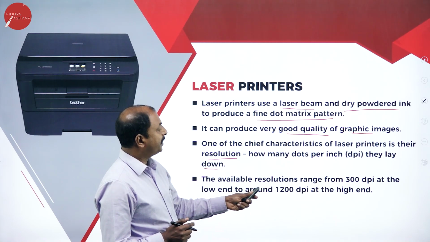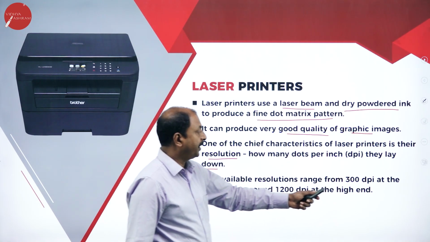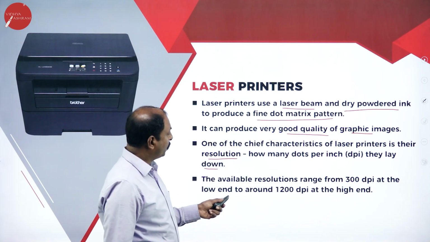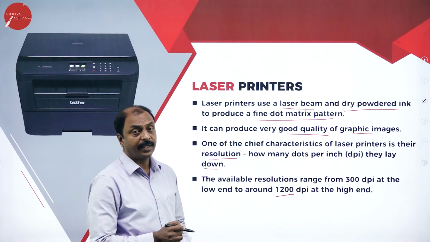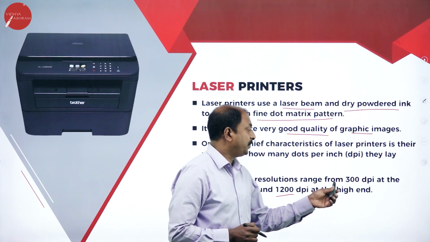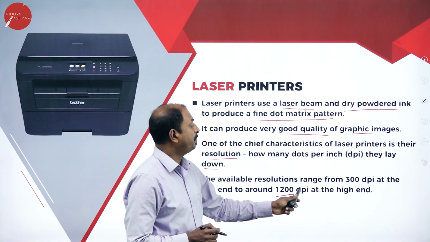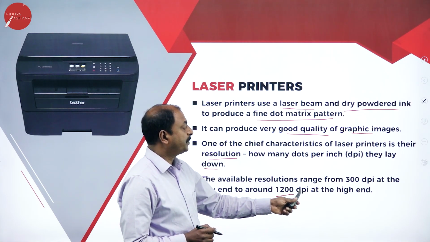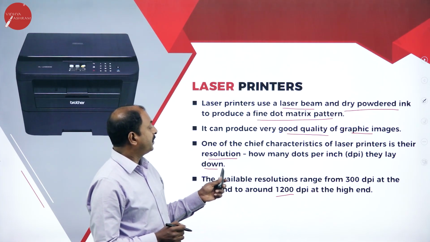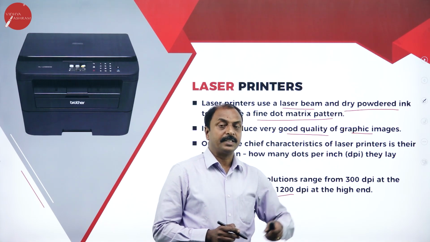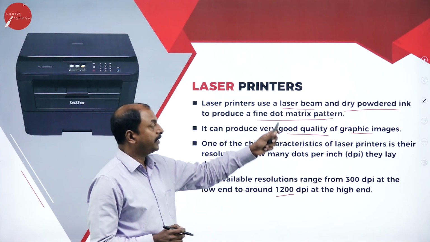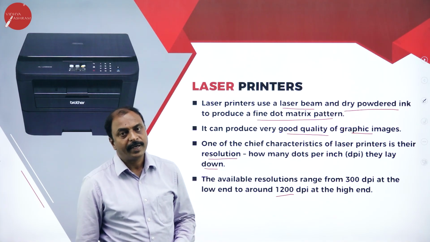And the available resolution ranges from 300 dpi at the low end to around 1200 dpi at the higher end. So the range is from 300 to 1200 dpi, which is dots per inch. So if the resolution is high, we get better quality images or printouts. Laser printer is one of the non-impact printers.